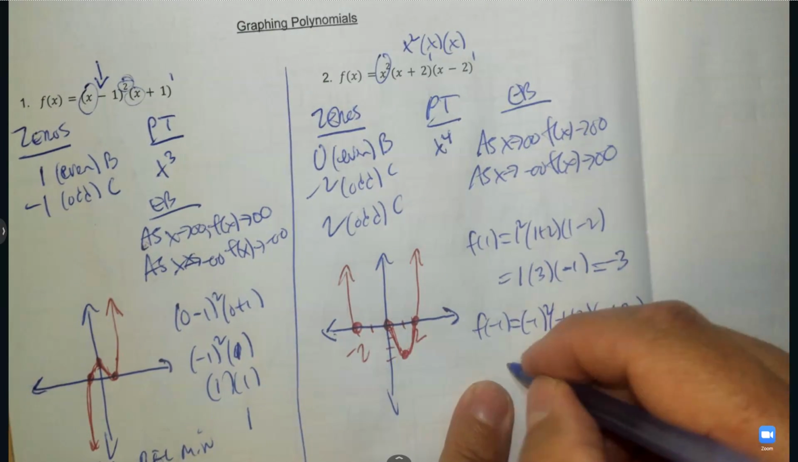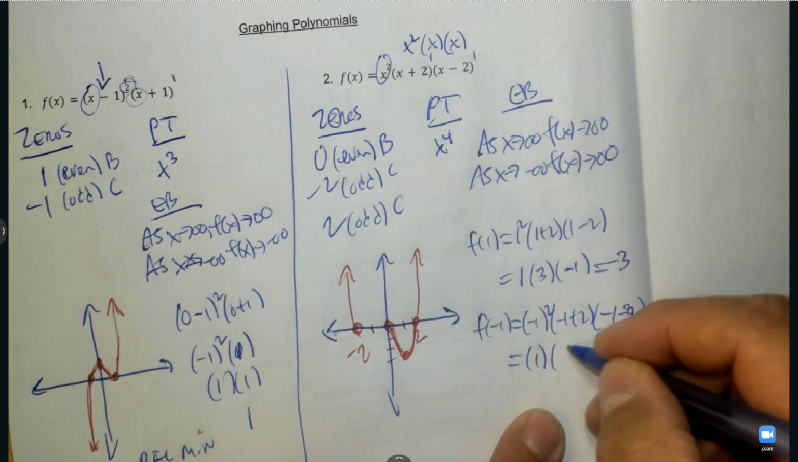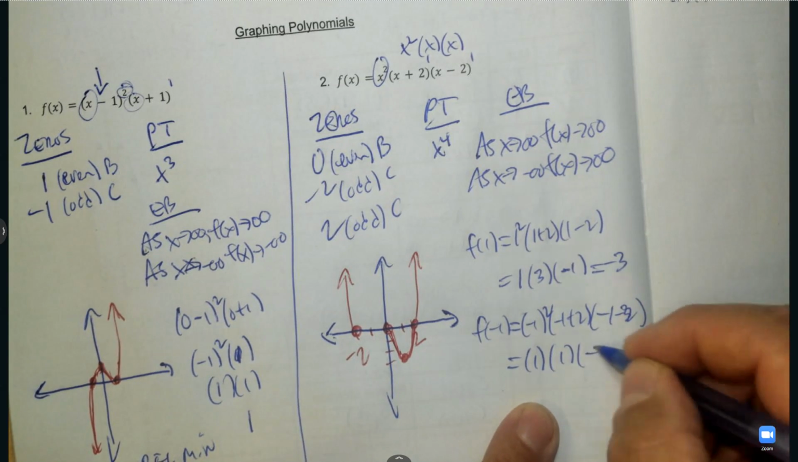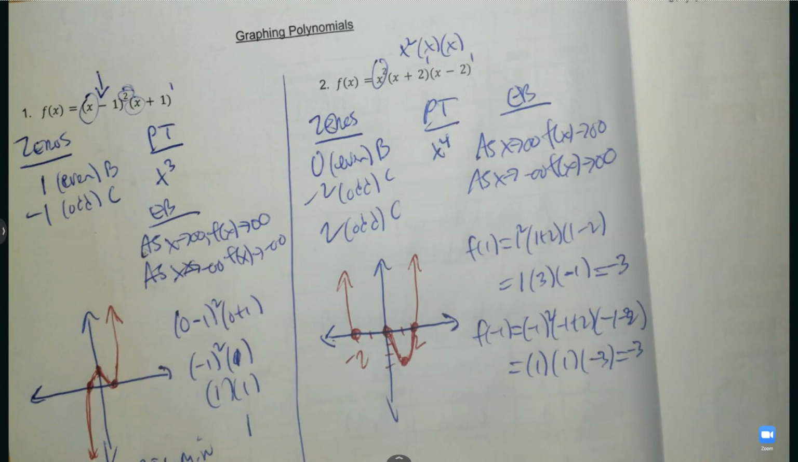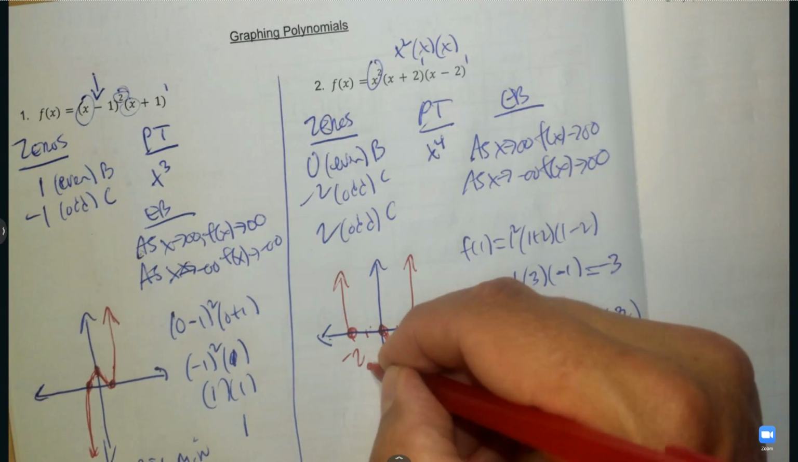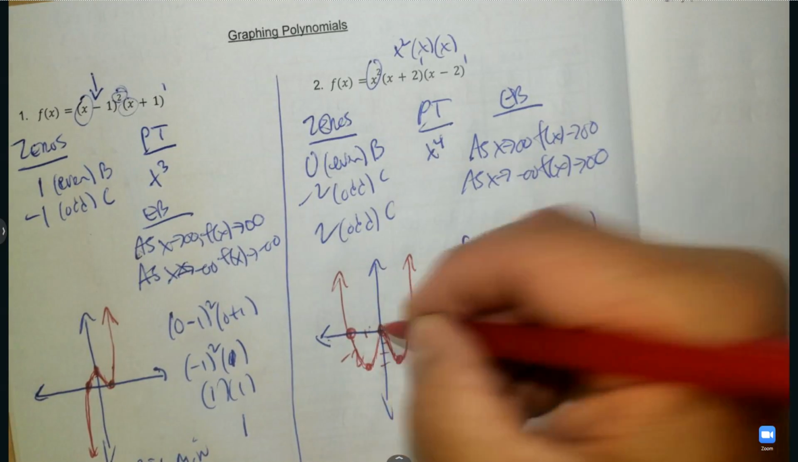And then I'm going to solve it. So negative 1 squared is positive 1. Negative 1 plus 2. Negative 1 take away 2. And then altogether that gives me the answer negative 3 again. So I go to negative 3 again. Oh, it makes a nice W.